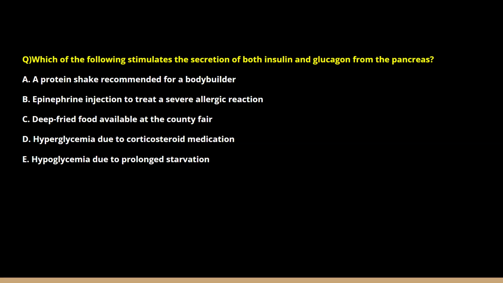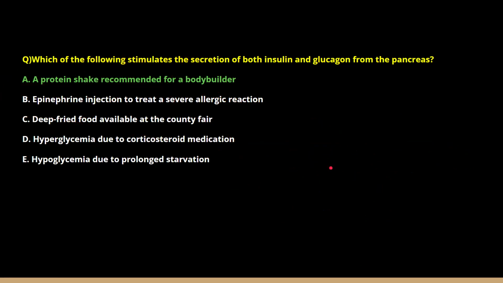Okay, that's good enough. If you said A, then you're correct. So why A? We said a protein shake recommended for a bodybuilder. Forget the protein part for a moment; it's going to be degraded by the proteases of the pancreas anyway, so what gets taken up are the amino acids.